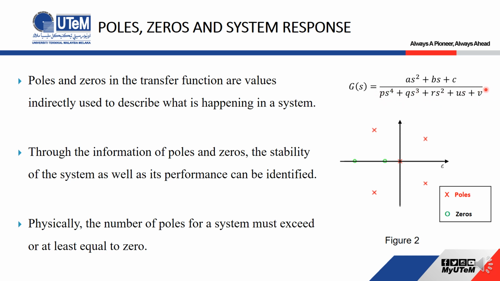While the zero refers to the value of S that makes the system transfer function go to zero. So it refers to the value of S that are the roots of the numerator. This is the numerator. Okay. Through the information of poles and zeros, this is pole and this is zeros, the stability of the system as well as its performance can be identified. So physically, the number of poles for a system must exceed or at least equal the number of zeros.